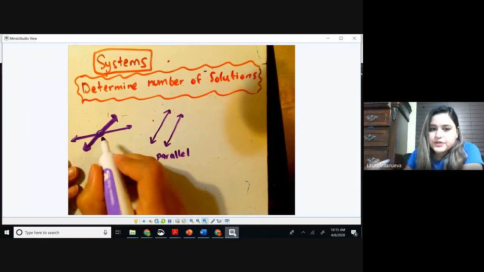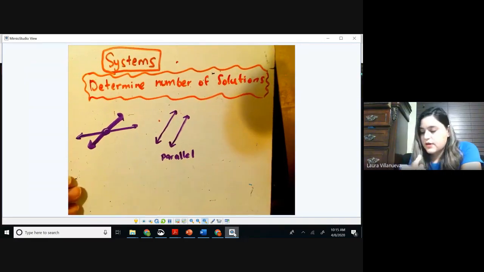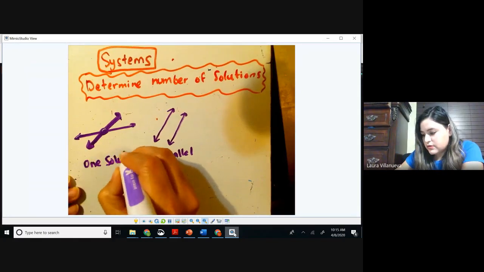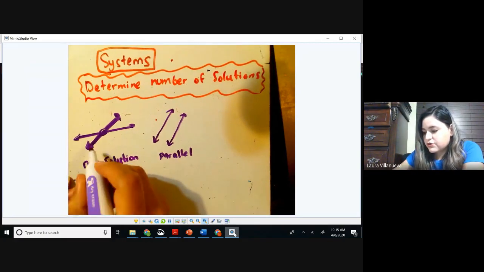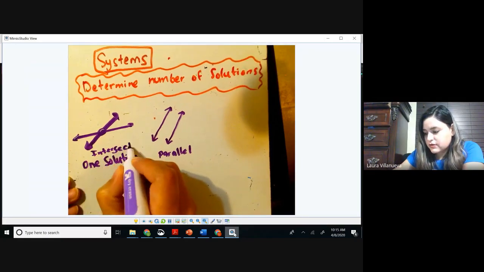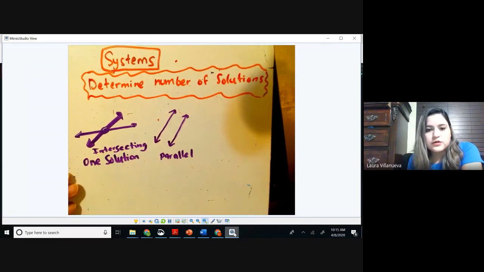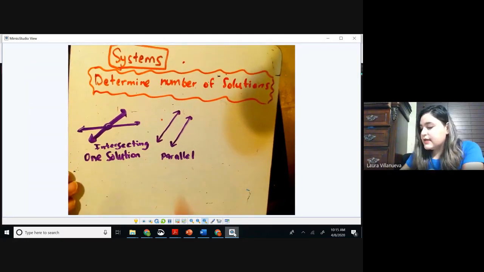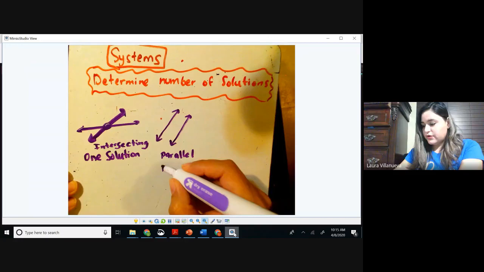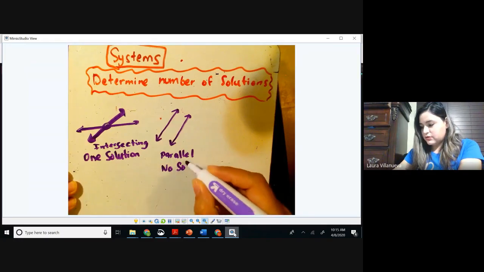How many times do these lines cross? 1 time. So therefore it's 1 solution. And these are called intersecting lines because they're crossing each other. They're intersecting lines. These lines are parallel. These lines are never going to touch, so therefore there is no solution.